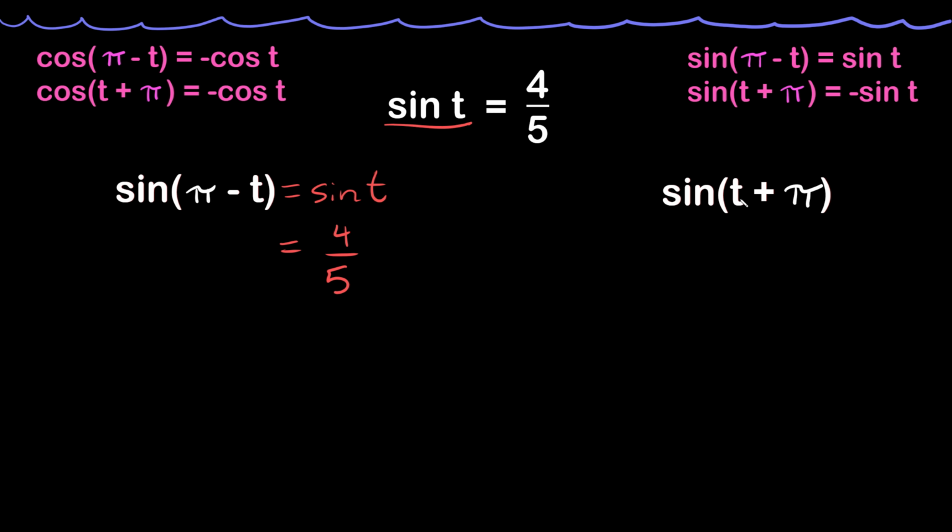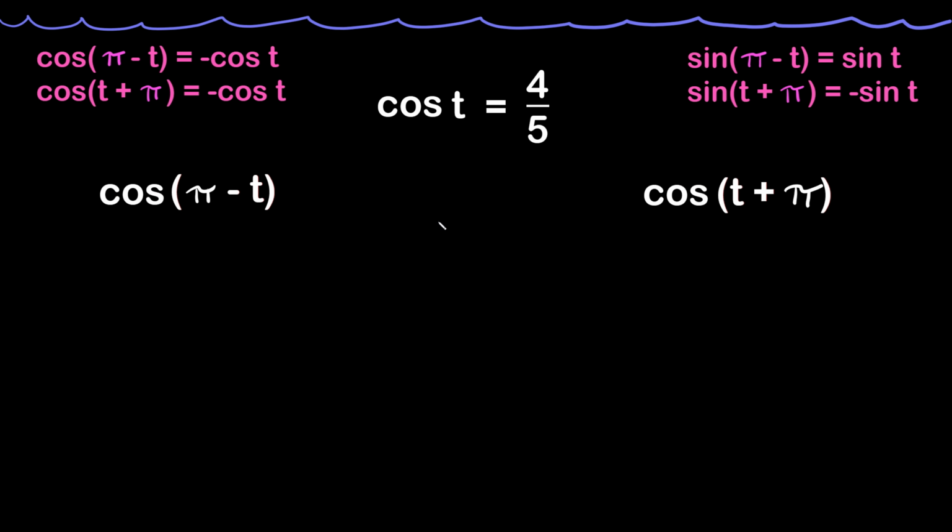So now let's go to the next one. Now we have the sine of t plus pi. Okay, so that one's slightly different, right? The sine of t plus pi is equal to the negative sine of t, all right? So this whole thing, again, is equal to the negative sine of t. Well, we know what the sine of t is equal to. That's given, it's equal to 4/5. So this whole thing is simply equal to negative sine of t, which is 4/5. So this whole thing is equal to negative 4/5.